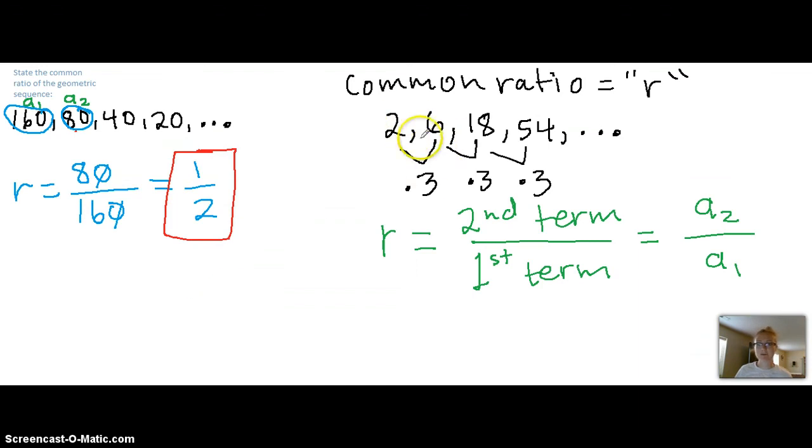Now we could try it on this problem here just to make sure it works. We know we're multiplying by 3, but let's test the formula out. So if I take the second term here and I divide it by the first term here, I'm going to get R is equal to 6 divided by 2, and that's certainly equal to 3. Aha, that is what we multiply by every time. So there is your 100% guaranteed way to find what the common ratio is when you have a geometric sequence.